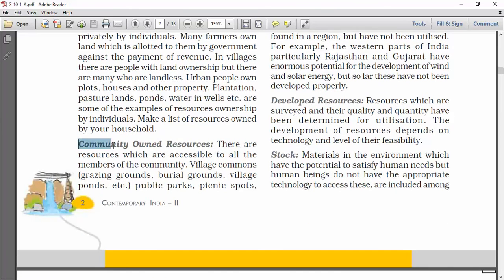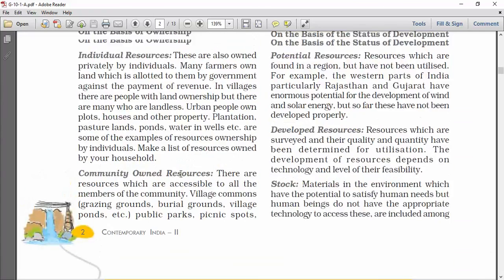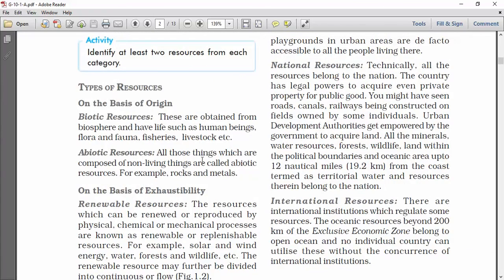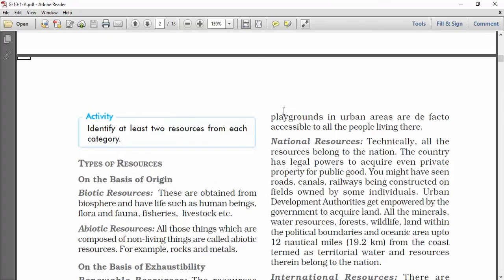Second category is community owned resources. Resources which are used by all the members of the community. In the villages, we find some common land such as grazing grounds, burial grounds, village pond, etc. Then public parks and picnic spots are some other examples of community resources in urban areas.